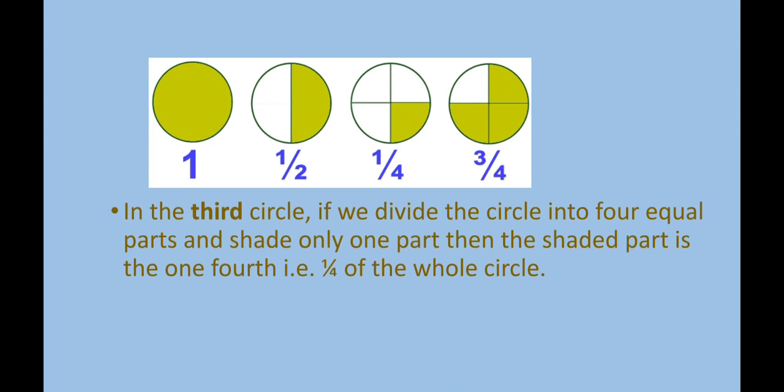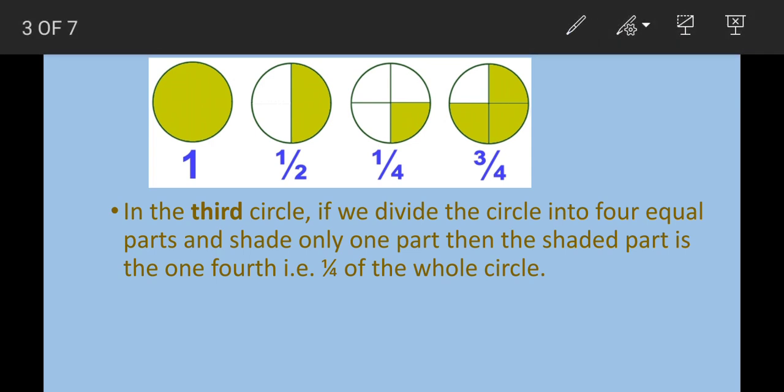Now come to the third circle. If we divide the circle into 4 equal parts and shade only one part, then the shaded part is 1/4 of the whole. Here it is divided into 4 equal parts. So the fraction for the third circle is 1/4 of the whole circle. Clear?